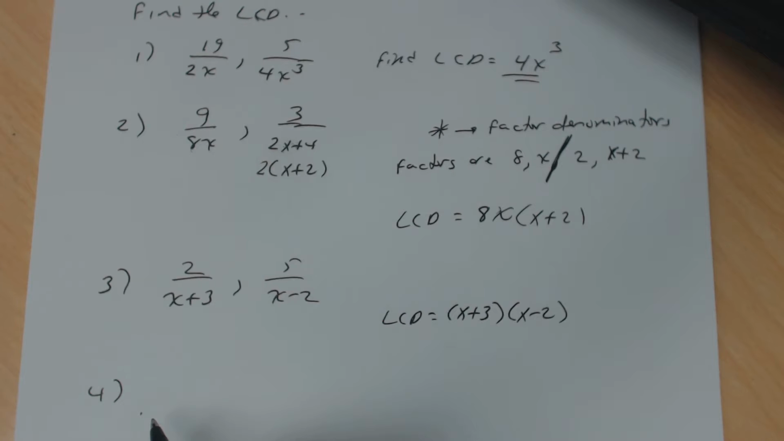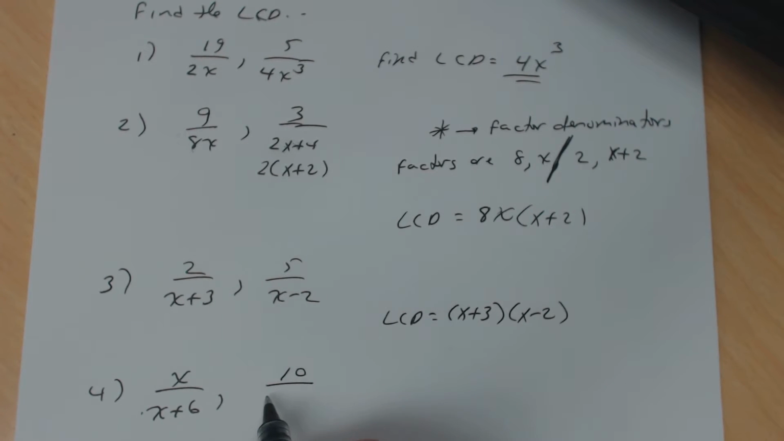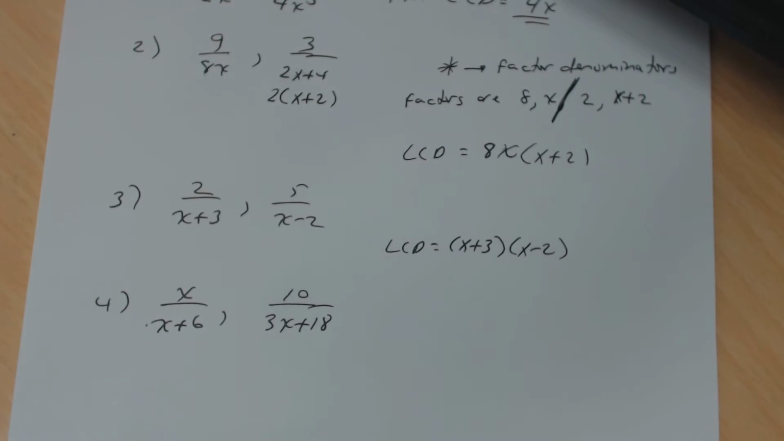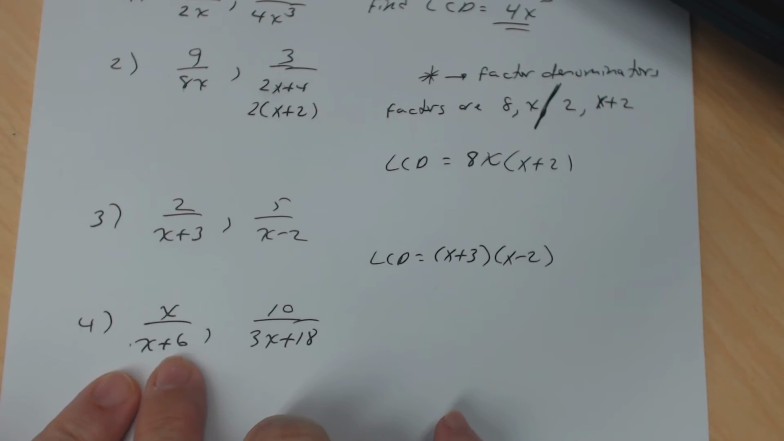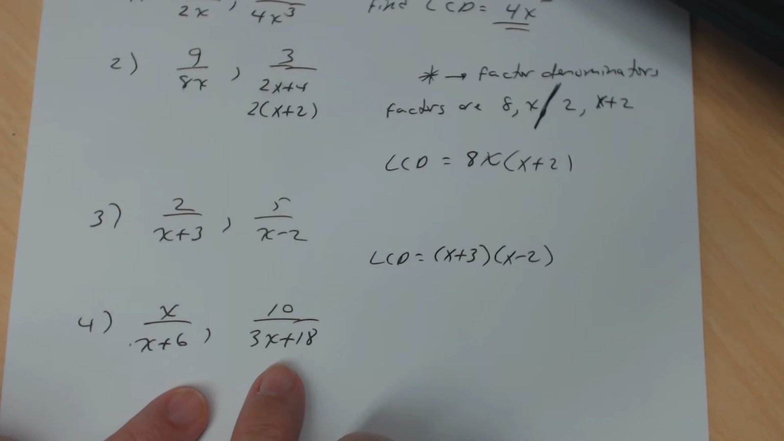Number 4. Let's suppose we had x divided by x plus 6, comma, 10 divided by 3x plus 18. Again, we've got to make sure that you factor the denominators. x plus 6, I can't do anything else to it. 3x plus 18, I can factor. The GCF of 3x plus 18 is 3.